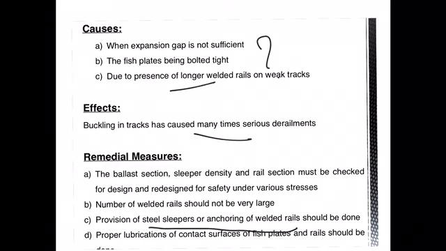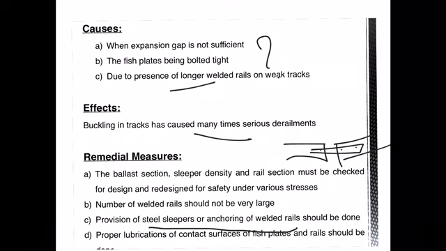And also proper lubrication of the contact surfaces of the fish plates and the rails should be done. Whenever you provide proper lubrication on the fish plates, your rail section will move easily under thermal expansion, and a sufficient expansion gap should be provided by taking into account the expansion of rails due to rising temperature in that particular rail region. And the last remedial measure is that fish plates should not be tightened so hard as to prevent the expansion or the contraction of the rails. With these remedial measures, we can overcome the buckling in the rail section.